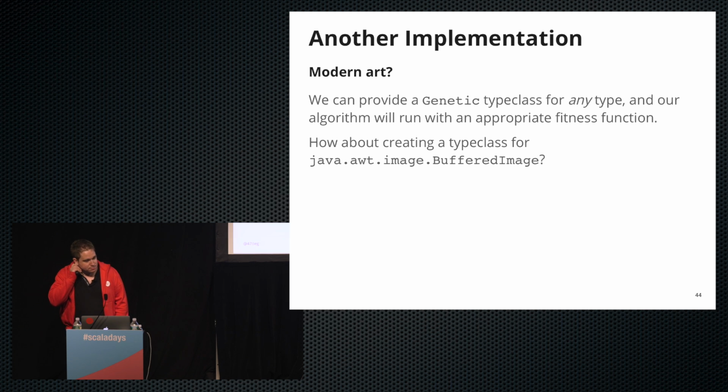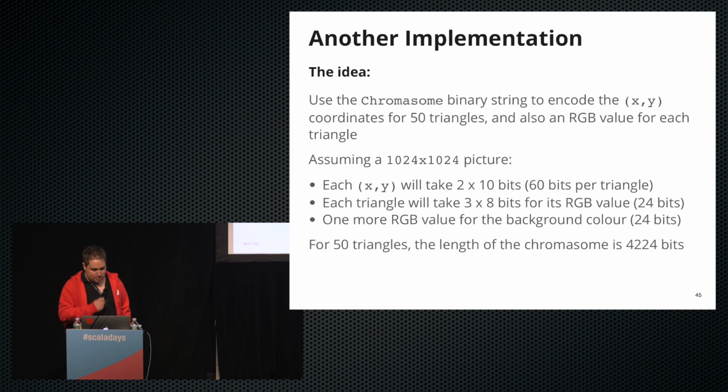And so what we could do here is our genetic implementation. We'll use this chromosome binary and we'll encode the data for, say, 50 triangles. And we'll give them XY coordinates and we'll give them colors. And then that should be enough maybe to create an image. And so assuming that the image we're going to build is this size, then we're going to need 60 bits per triangle just to locate the coordinates for the 3 points on the triangle. And we're going to need another 24 bits to represent the color of the triangle.